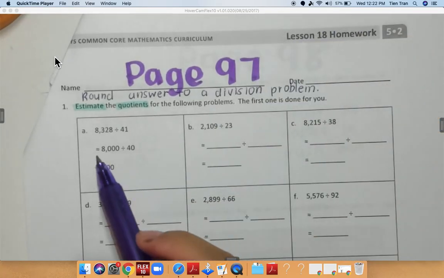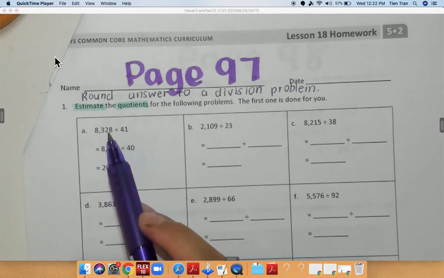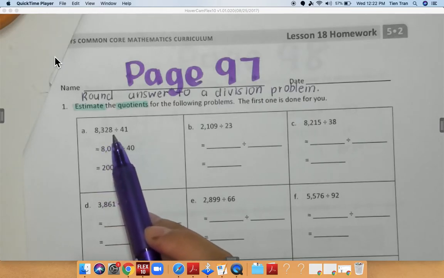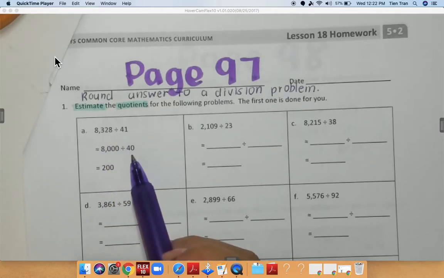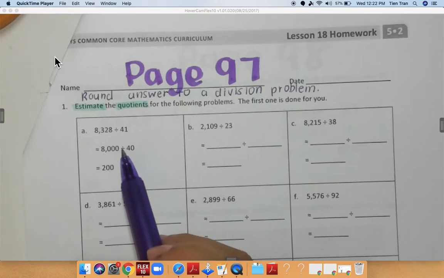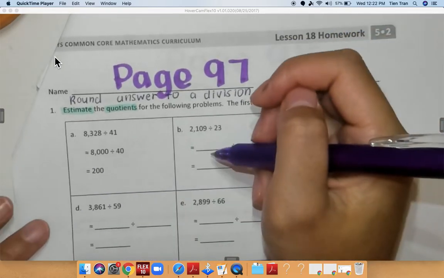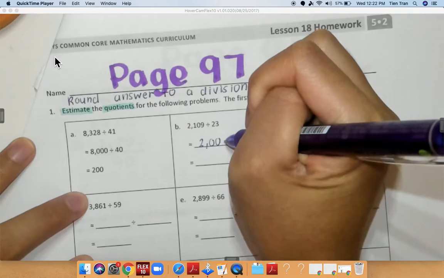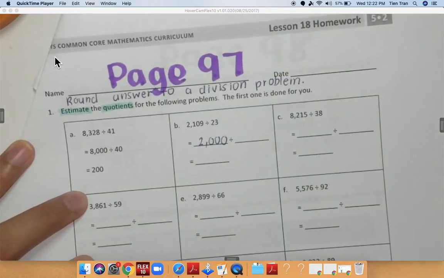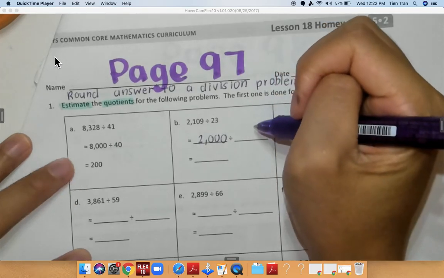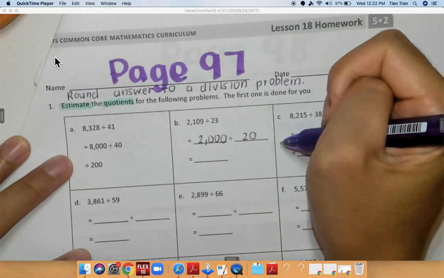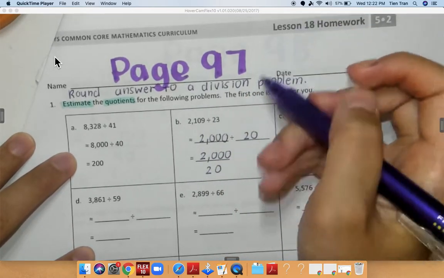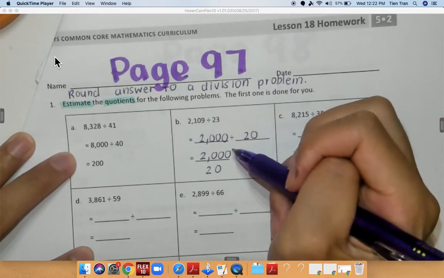So the first one has been done for you as an example, 8,328 divided by 41. They rounded 8,328 to 8,000 and 41 to 40. And when you divide 8,000 by 40, you get 200. So that's what you'll see here. We're rounding 2,109 to 2,000 because 2,000 is closer to 2,109 than it is to 3,000. We're dividing by 20, so 23 is being rounded to 20 because 2,000 divided by 20 is easier to divide than it is to divide by 30 or 40, and so on.